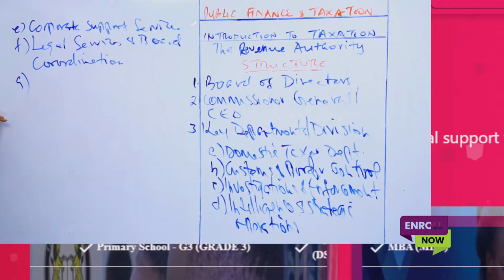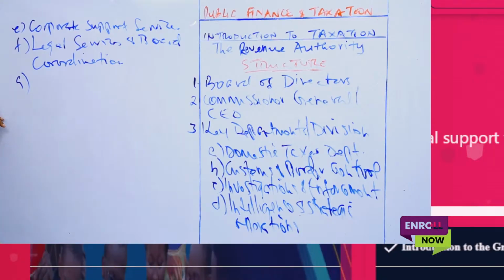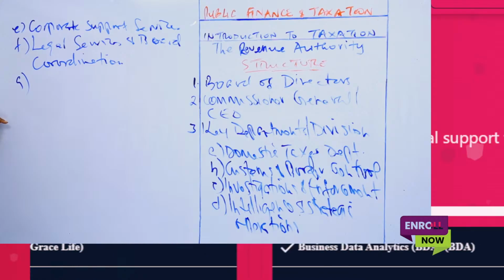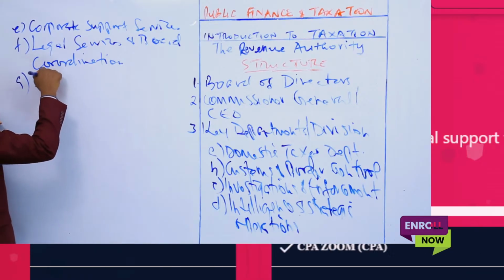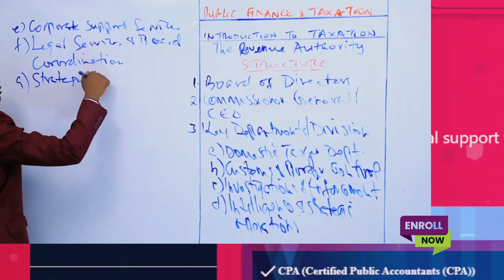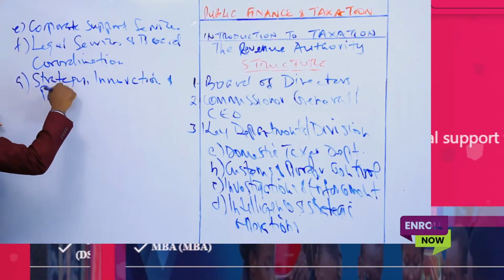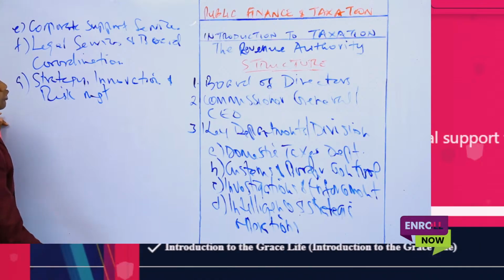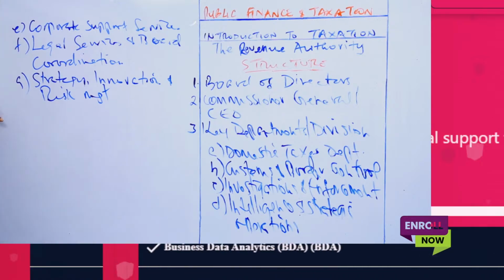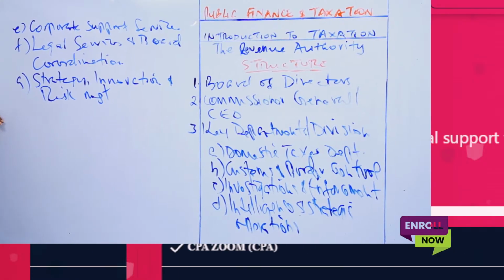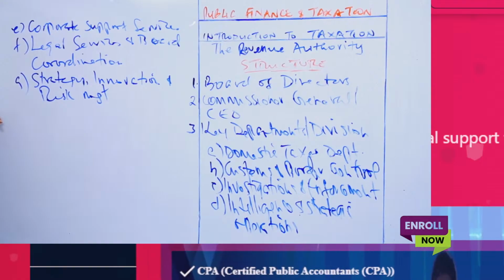Moving on to the next department is what we call the Strategy, Innovation and Risk Management. Strategy, Innovation and Risk Management Department is a department that drives strategic planning, innovation, and risk management initiatives.